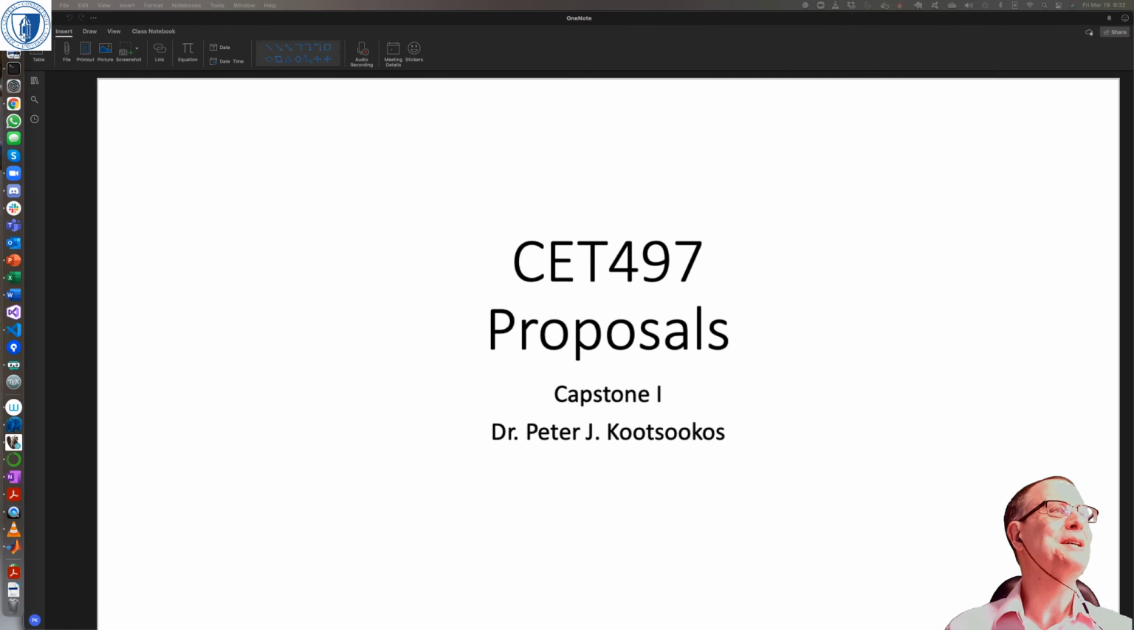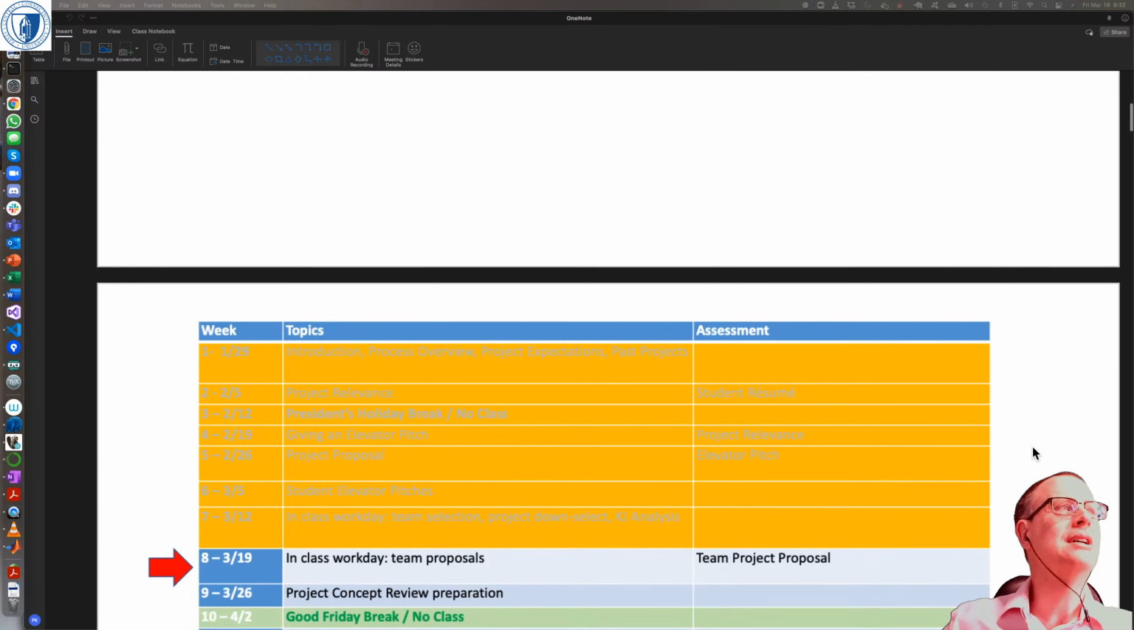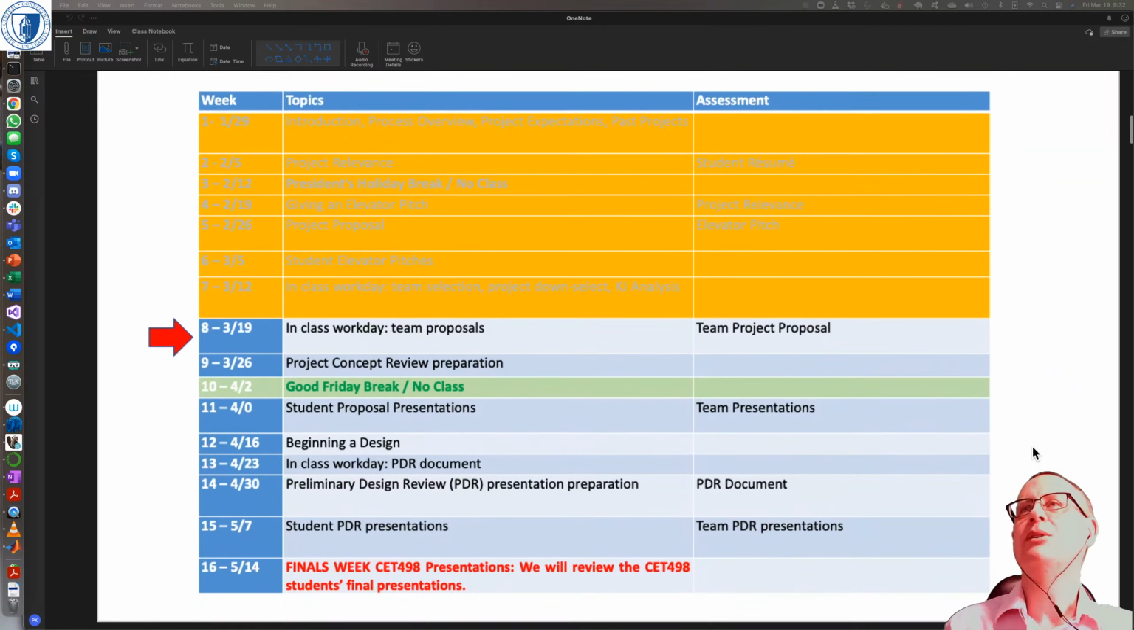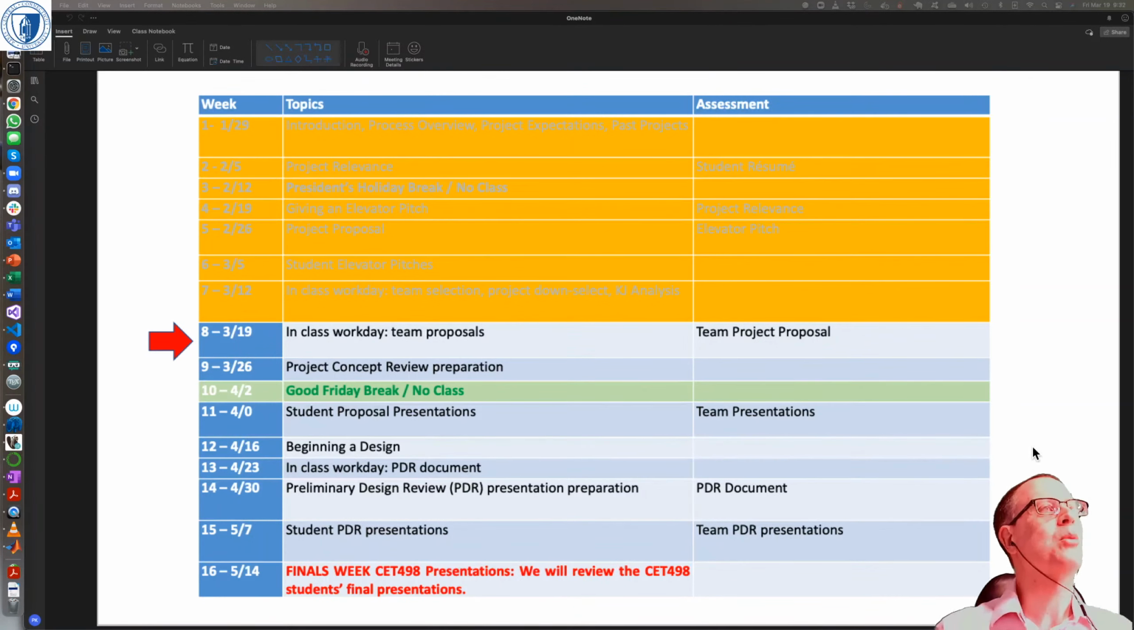Okay, so let's start. So thank you for putting in your use case diagrams. One thing I want to do today is talk a bit about the proposal a bit more and show you an example of a past proposal that is okay. It's not perfect, but it's pretty good, to show you what I want you to put together.